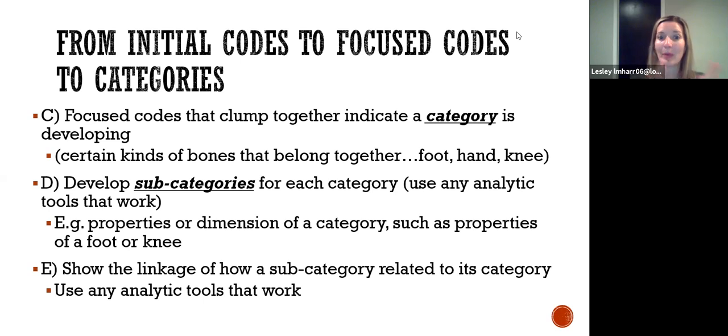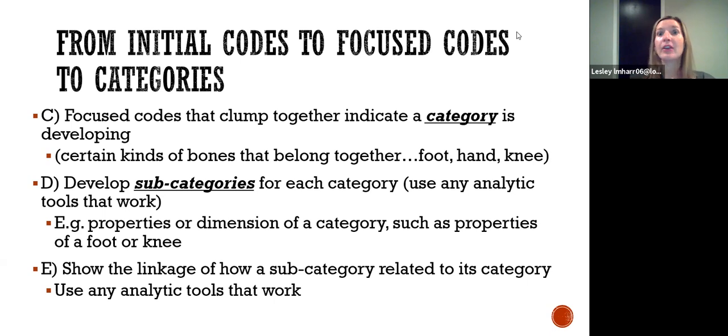We're going to look at the properties and dimensions of each category. What are the properties of a foot bone? What do those look like? What do those feel like? What are the characteristics of them versus a knee bone? Replace that with some category that you are developing for your own project. And then we show the linkage of how the subcategory is related to this category. We do this again using the same analytic tools. We can use a variety of tools for a variety of things.